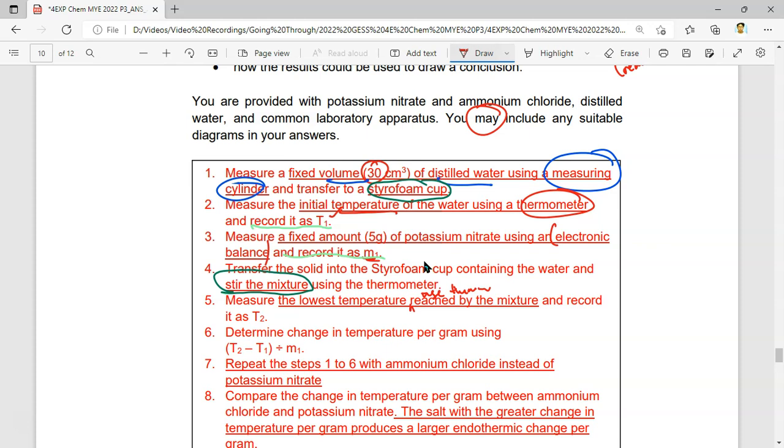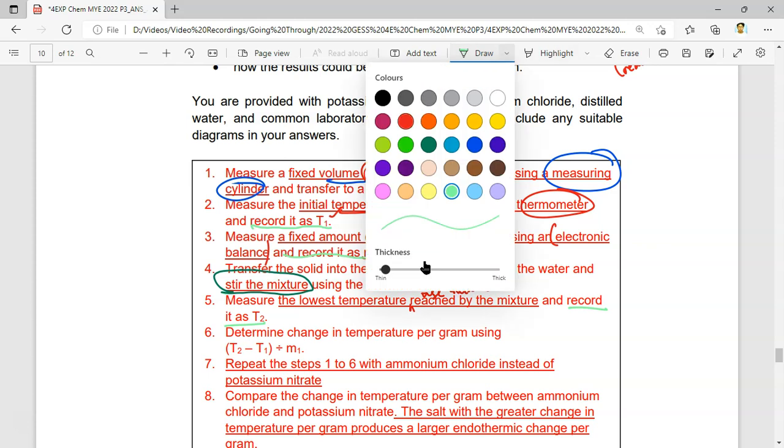Okay, then once again, I put the T2 there. This is actually something that I added on later on. So I got the initial temperature, I got the lowest temperature reached, I got the volume of solution, I got the mass of the salt. So these are the data I actually obtained from my experiment.